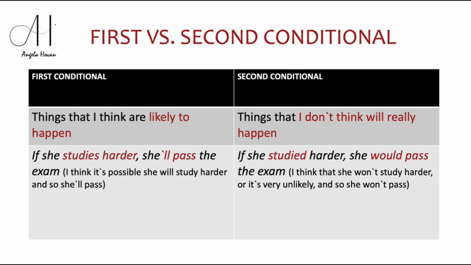But now let's look at this example. If she studied harder, she would pass the exam. This is the second conditional. And here, I think that she won't study harder, or it's very unlikely, so she won't pass. This kind of conditional sentence is different from the first conditional because this is a lot more unlikely.